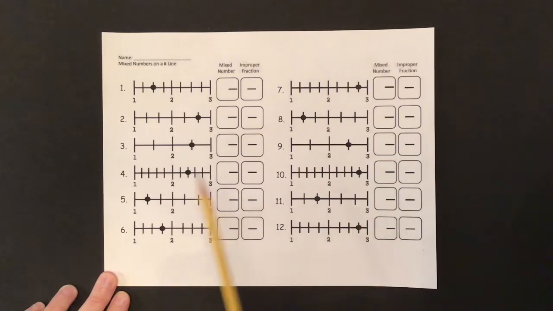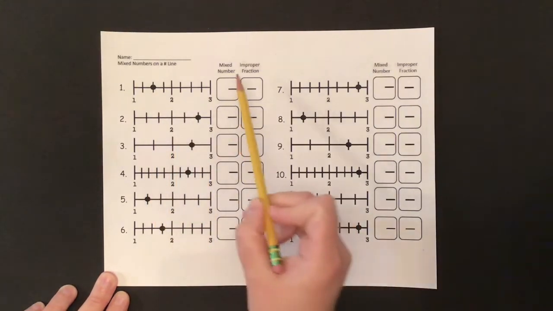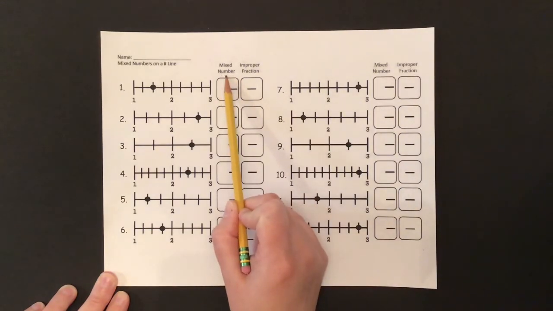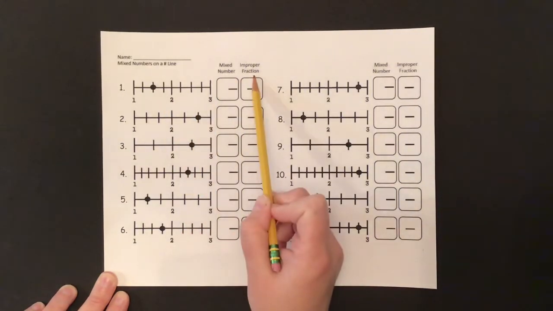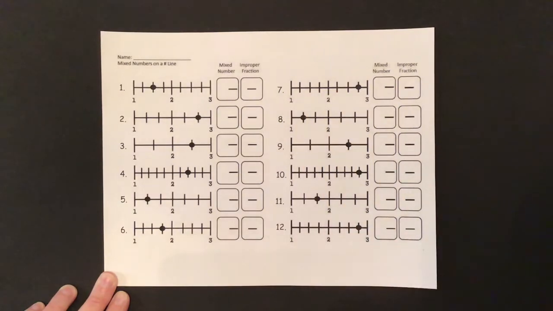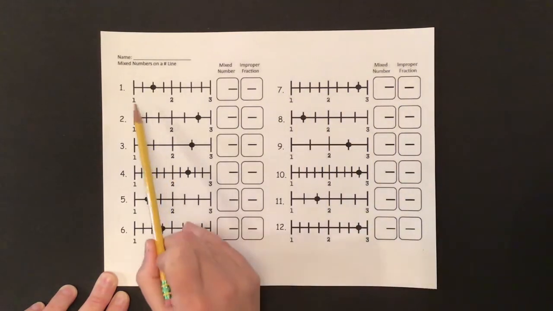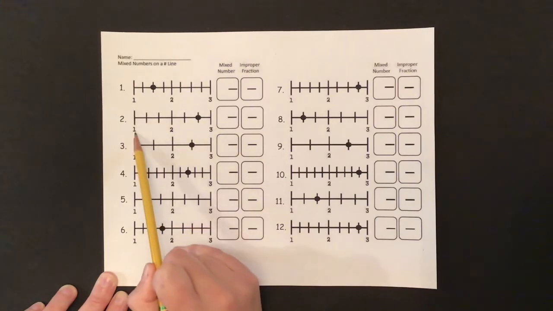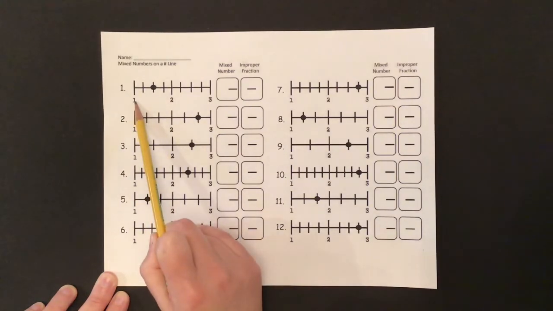So on the practice page today, we have a lot of different number lines, and we're being asked to find the mixed number for the points as well as the improper fraction. If you look closely at the number lines, you can see that the number lines don't show 0, they start at 1.